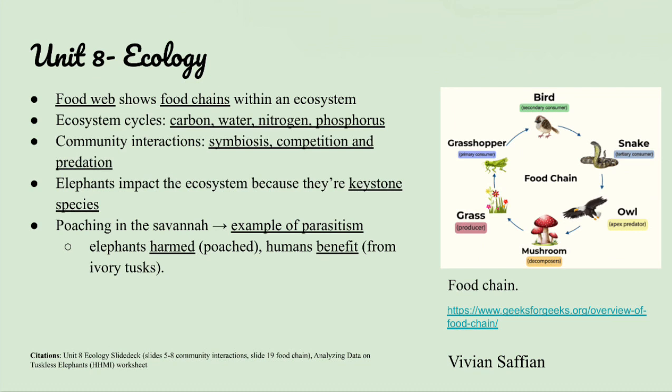Lastly, the poaching in the savanna is an example of parasitism because the elephants are harmed by being poached, which is showing that they are not getting benefited, whereas the humans are benefiting from the ivory tusks by gaining money and different resources from it, whereas the elephants are just getting harmed and used for it.